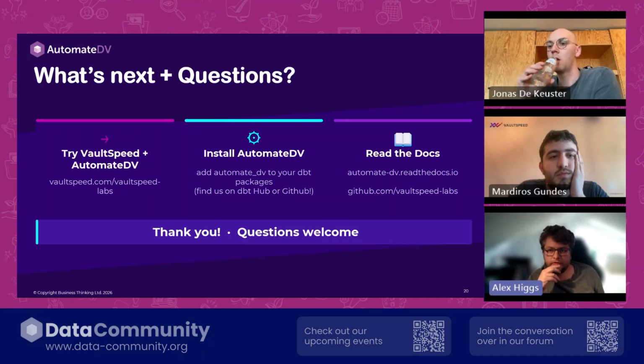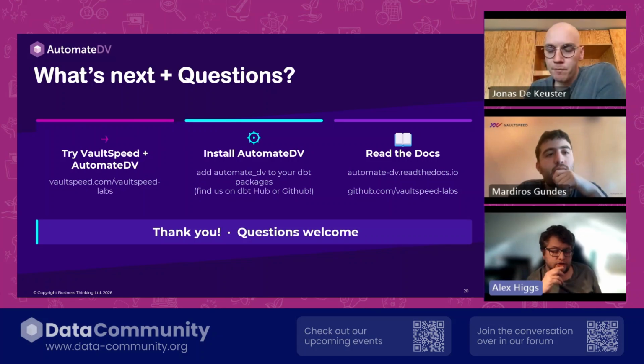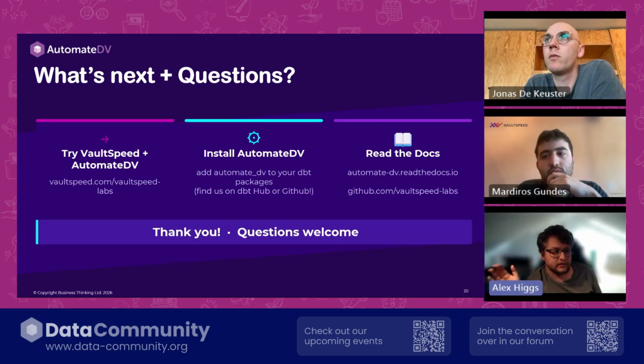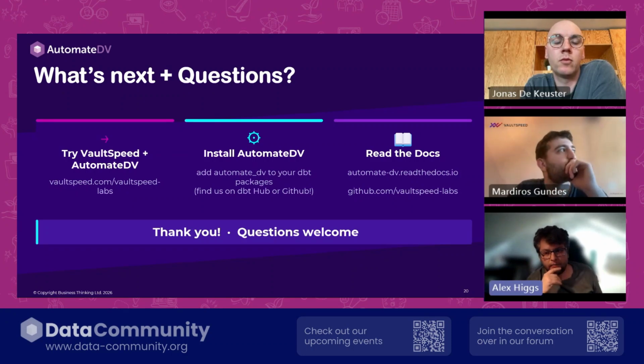Just from my side, the API at the moment is limited to just models, as in the AutomateDV API. But it's on the roadmap to expand that to test generation. So all the YAML files for your tests, including descriptions and everything. So if there are any descriptions defined in VaultSpeed, it's on the roadmap to have those come through and generated as well.